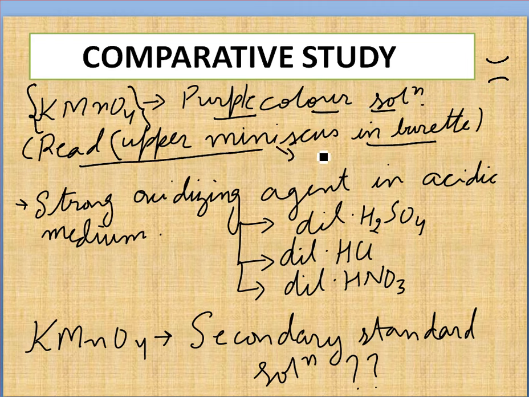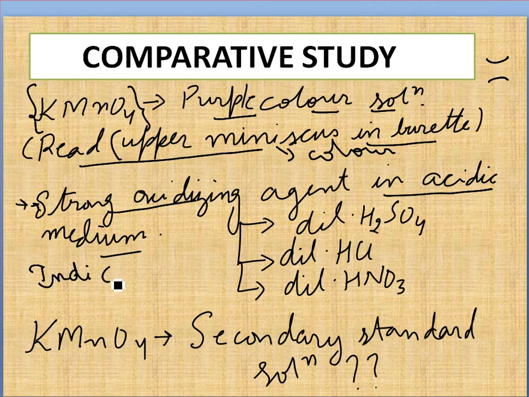In the case of colorless solution, which you will take in the pipette, that is of ferrous ammonium sulfate or oxalic acid, you have to read their lower meniscus. Remember this. Okay, next point, KMnO4 is a strong oxidizing agent in acidic medium. Remember, this is the important point. Okay, it also acts as an indicator, a self indicator also.